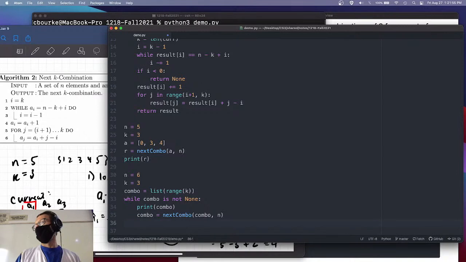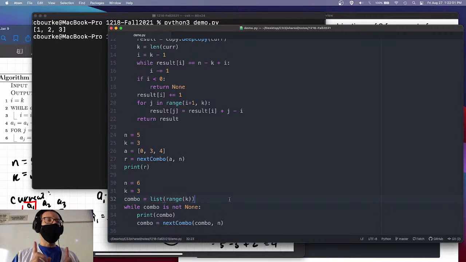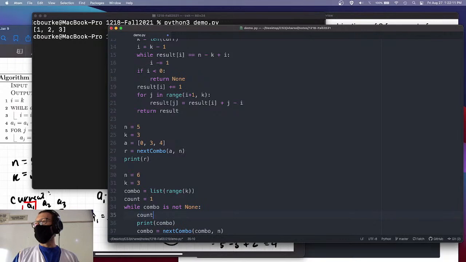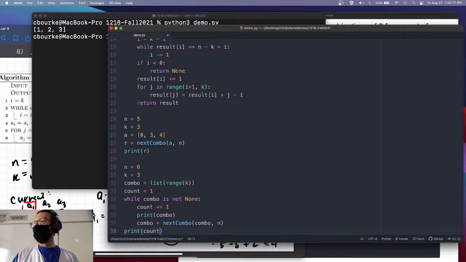Let's see if we can generate. In fact, let's make sure that we have a sanity check here. If anybody wants to, they can go ahead and open up Wolfram Alpha and tell me what 6 choose 3 is. And I'm going to keep a counter here. Right? Count plus equals 1, and then we're going to print count. How many of them actually were generated?